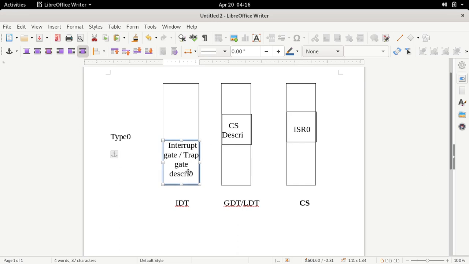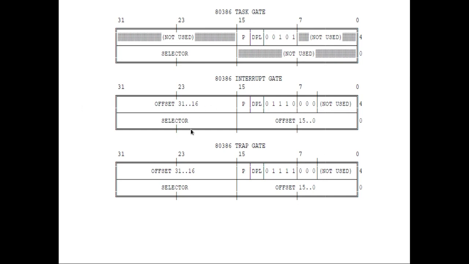So what does an interrupt gate or trap gate descriptor contain? It will always contain a selector which will always point to the executable segment descriptor, that is the code segment descriptor. This code segment descriptor will give me the base address of the code segment. Now I have obtained the base address of the code segment. Now what I want is the offset address. So from where can the offset address of this ISR 0 be obtained? The offset address of ISR 0 should be stored again in this interrupt gate or trap gate descriptor. So this is the use of the offset address.